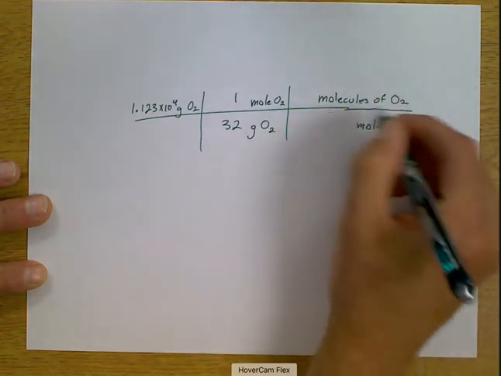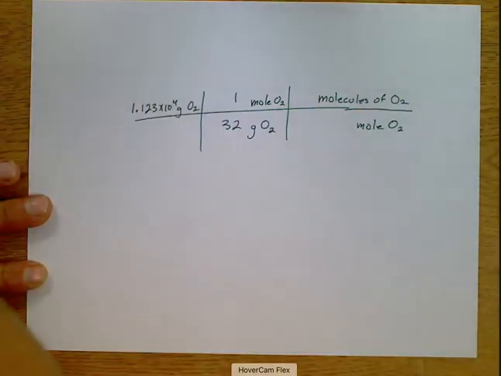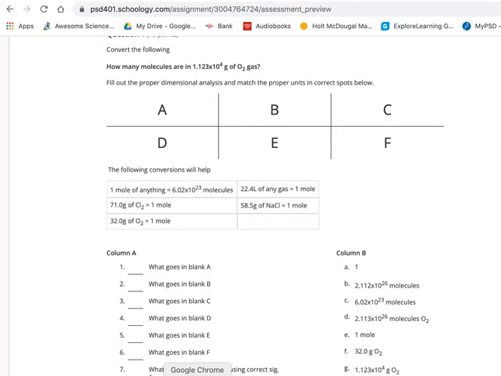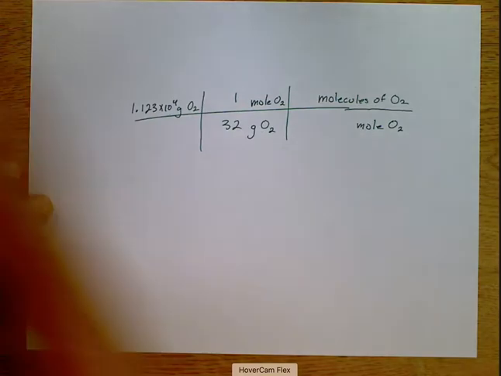Now if I look at my chart again for this other one over here, it tells me that 1 mole of anything is 6.02 times 10 to the 23rd molecules. So now I can fill that in right there. Let's go back and fill that in.